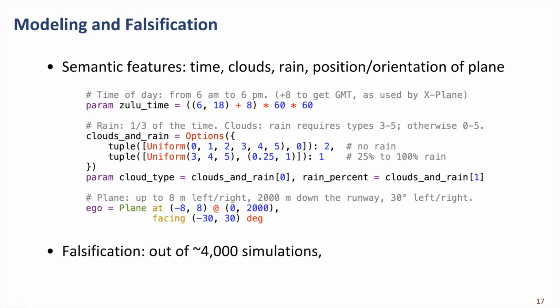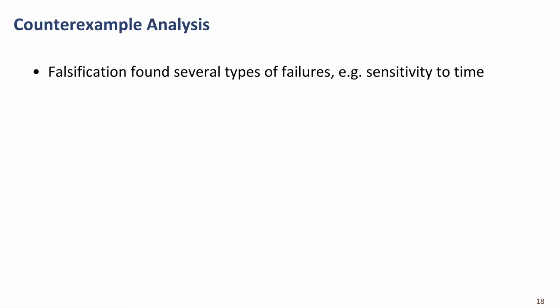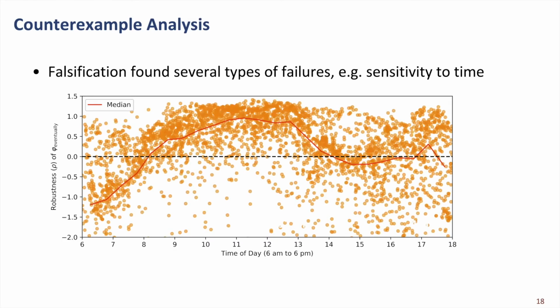Then we ran 4,000 or so simulations from this, and we found actually quite a few counterexamples. Almost half of the runs violated this property, and in 9% of them, the plane actually left the runway entirely. So then you want to know, why did these failures happen? In fact, we found a number of different types of failures, for instance, sensitivity to time.